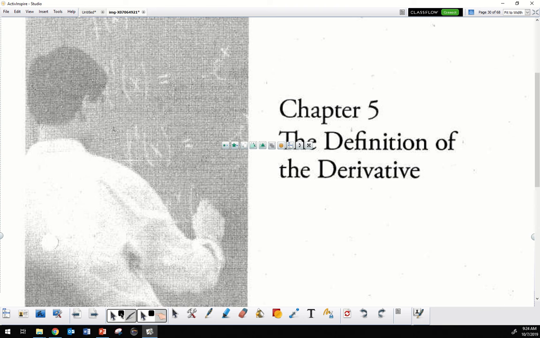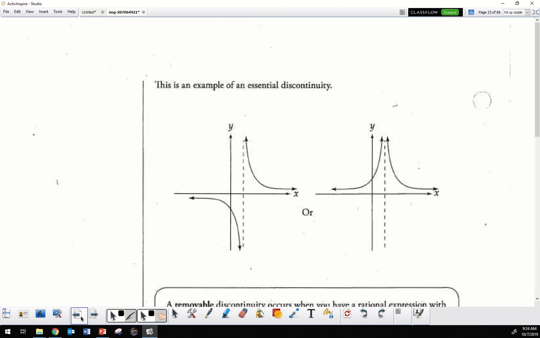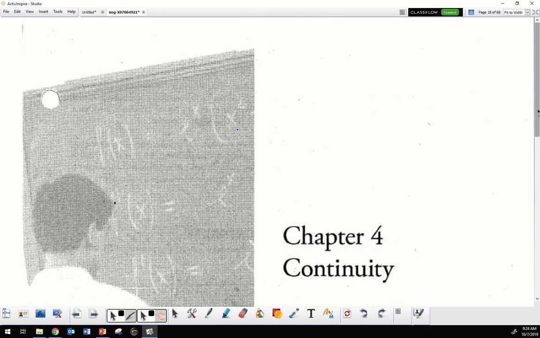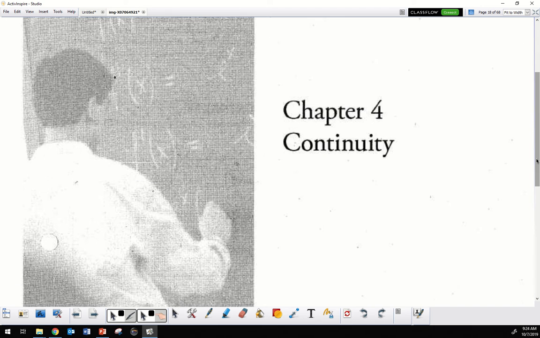Definition of derivative. Actually, too far. I want 4, right? Okay, so we're at 4. Continuity. All right. Is everyone okay? So let's take a look.